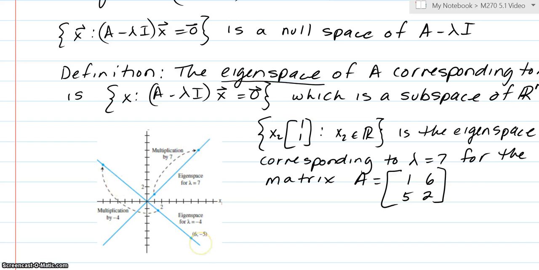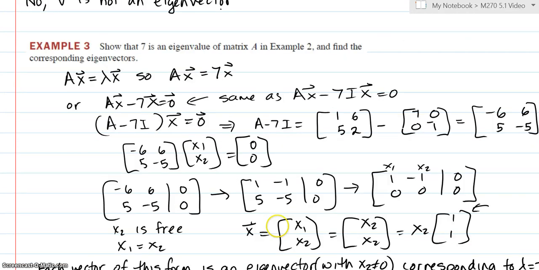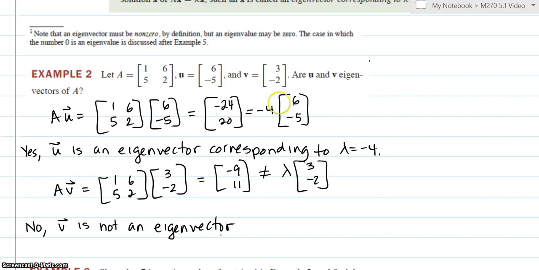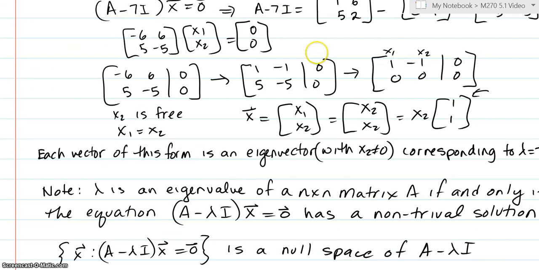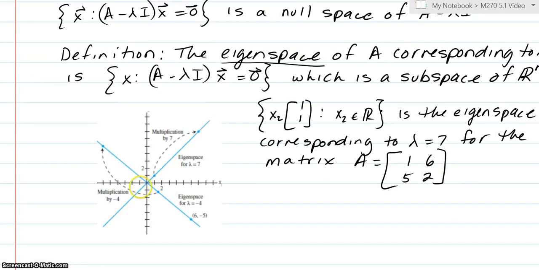If you remember from example 2, let's go back to example 2, they found that -4 was also an eigenvalue, associated with this vector. So if you look at 6, -5, there it is, 6, -5, lambda is -4. This line right here, all those vectors, so there's more than just one, they just gave you one, is the eigenspace for lambda equals -4.